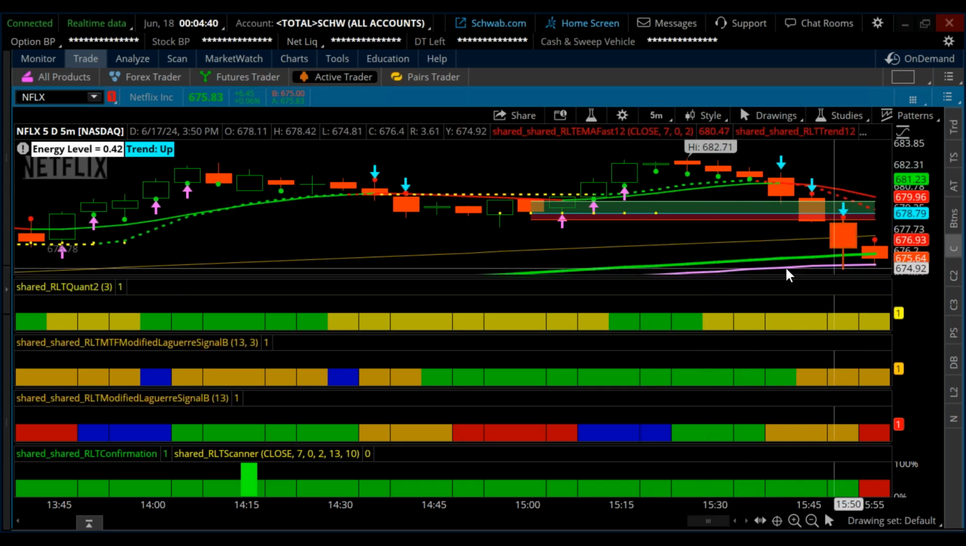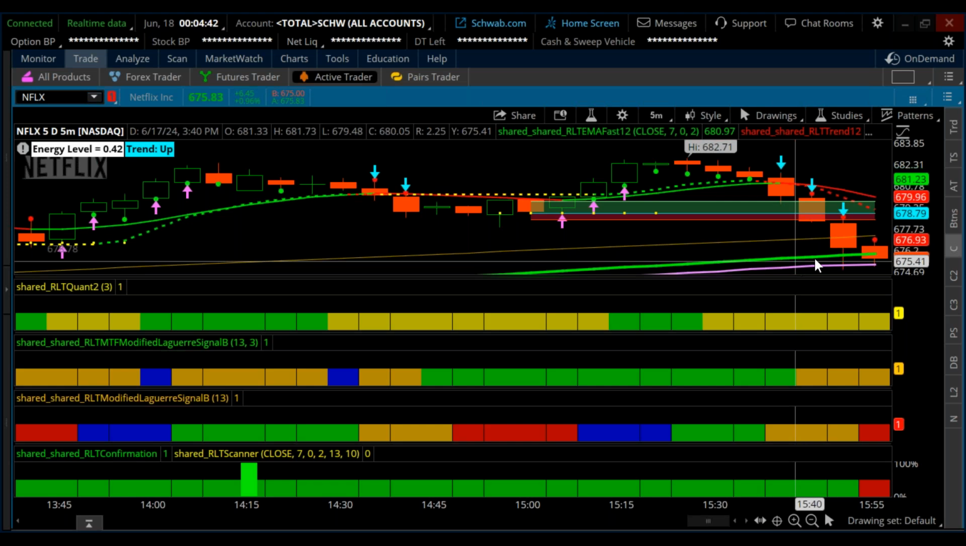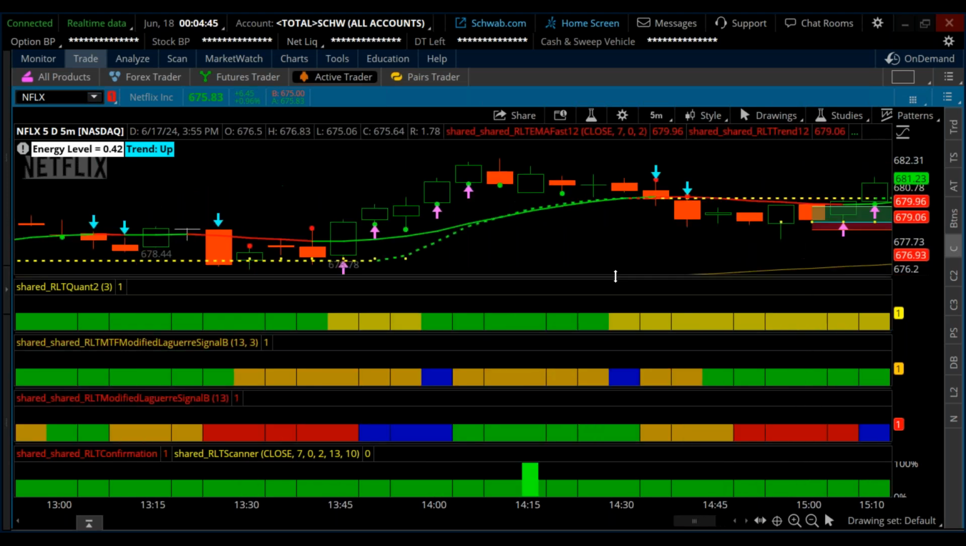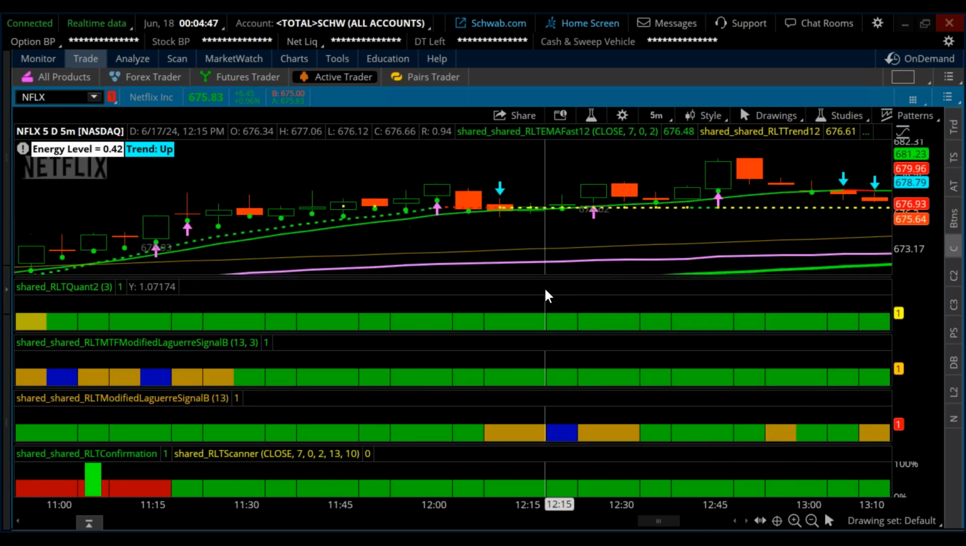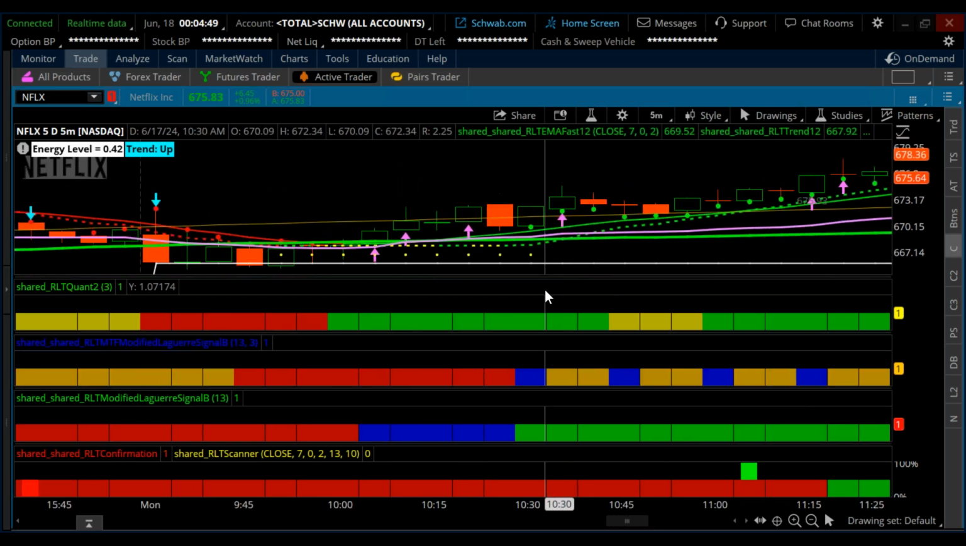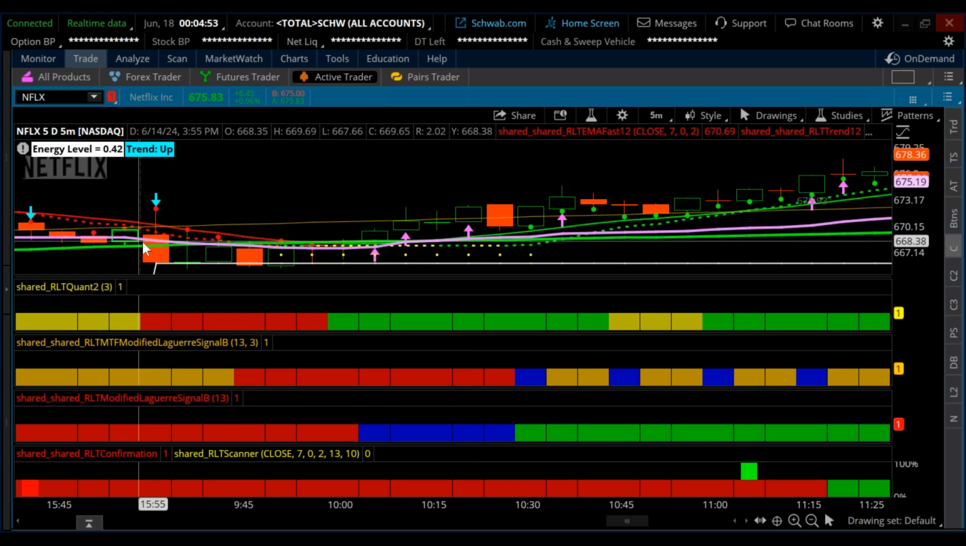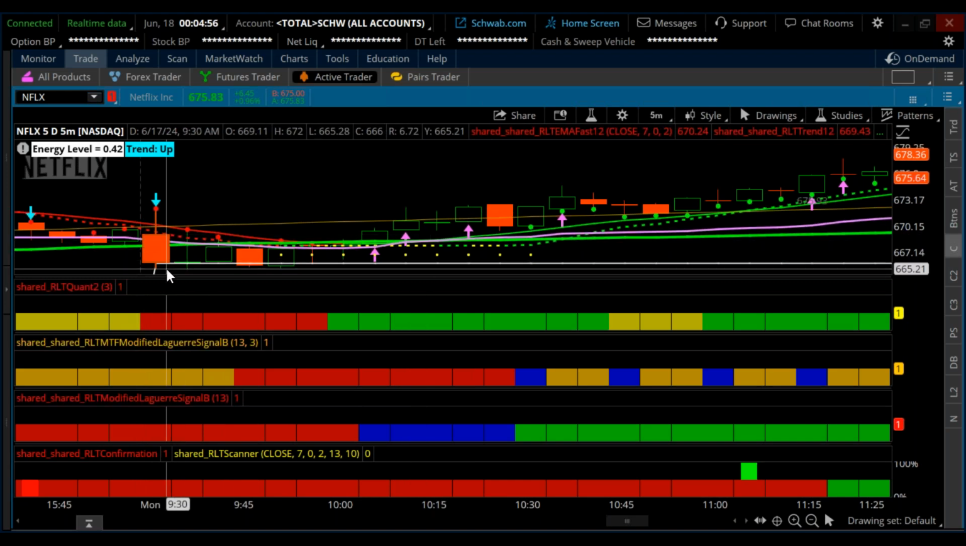A couple of things on here. You see this pink line? That's the volume weighted average price. Let's go back to the beginning of today. I'm going to go back to the open this morning. All right, so here's the open this morning. Netflix not doing too much. Here's a couple of indicators on here that I want you to be aware of.